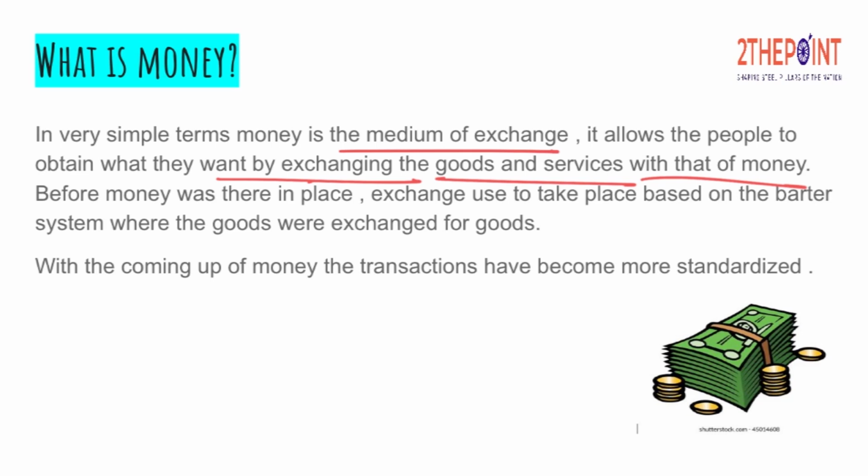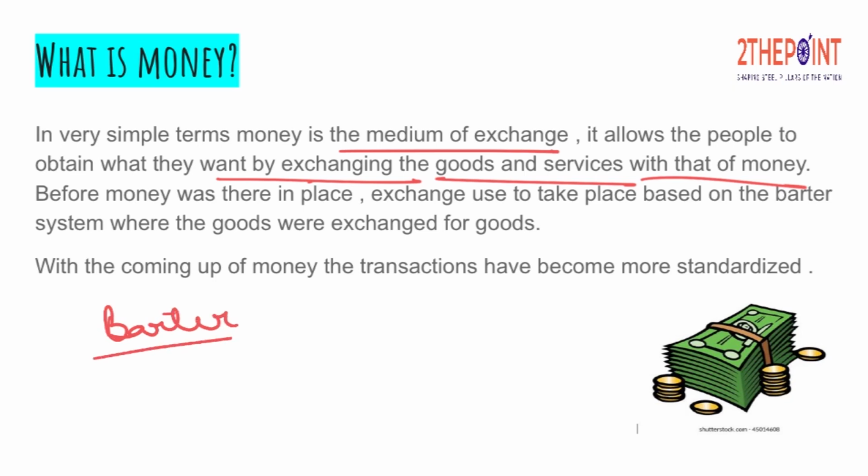In earlier days, there was the barter system in place, where goods could be exchanged for goods. For example, if I want 1 kg of rice, I would exchange it for whatever I have with myself. Let's suppose I have 1 kg of wheat. So I would exchange that 1 kg of wheat for 1 kg of rice. This is how transactions used to take place when money was not there. This is called the barter system.